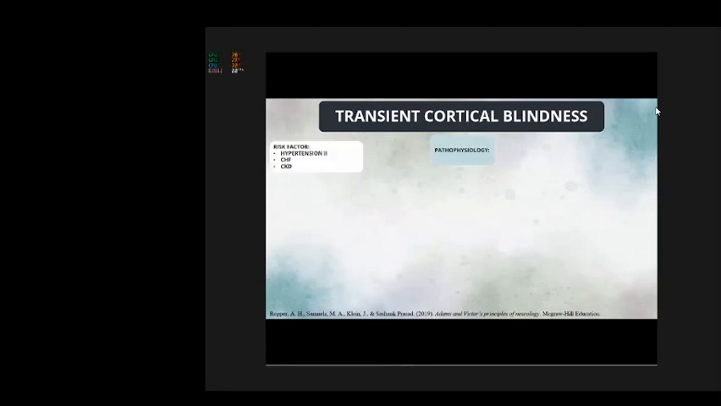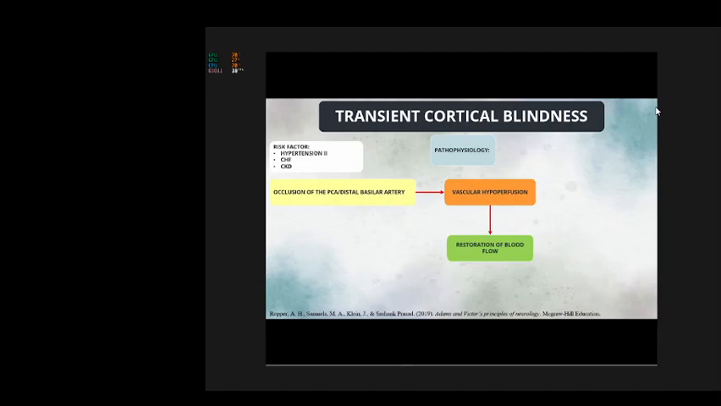For the pathophysiology, the risk factors for cortical blindness include hypertension, CHF, and CKD. Occlusion of the PCA or distal basilar artery is the most common cause, which can then cause vascular hypoperfusion. In transient cortical blindness, there is a restoration of blood flow. If the blood flow is restored, there is disappearance of neurological symptoms with no clinical signs, and on imaging you will no longer see a lesion. And if vascular hypoperfusion is not addressed, it can lead to infarction.